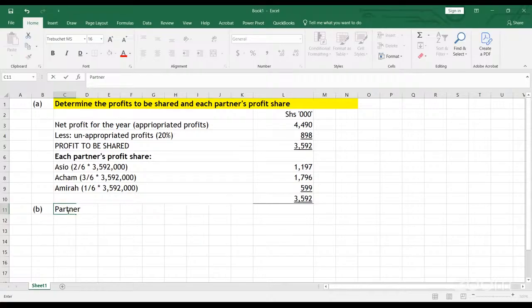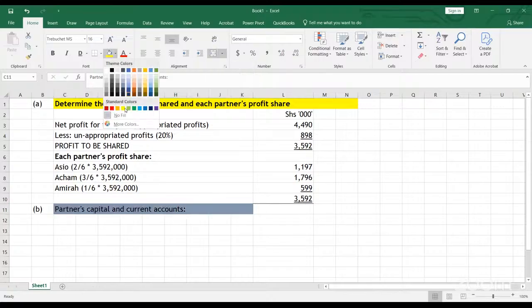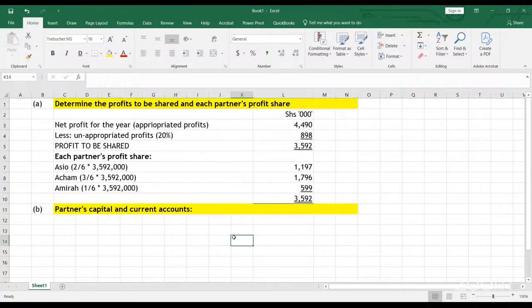This is partners capital and current accounts. This is what we want to come up with: partners capital and current accounts. I'm going to start with the capital account. I'll start with the partners capital account.